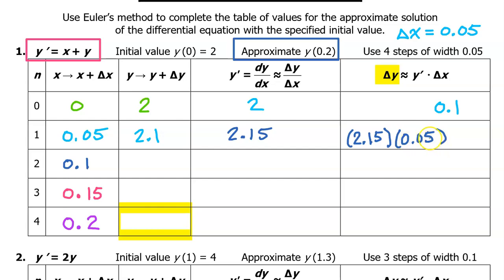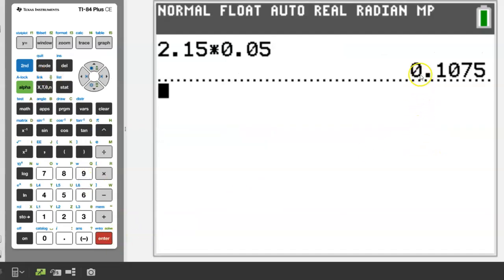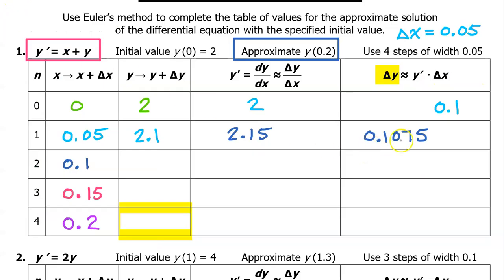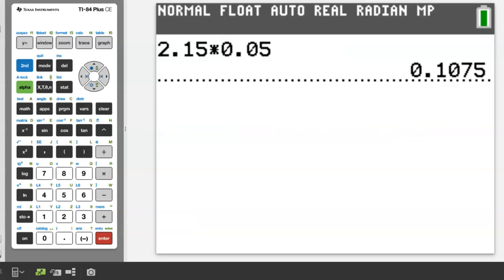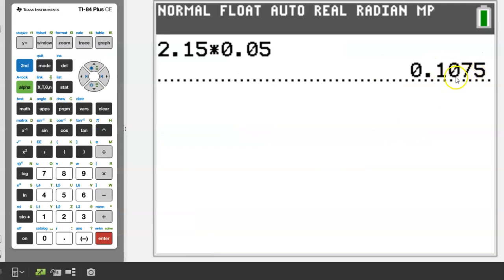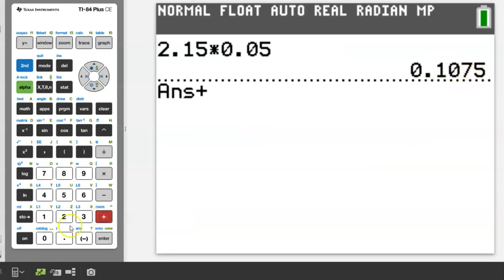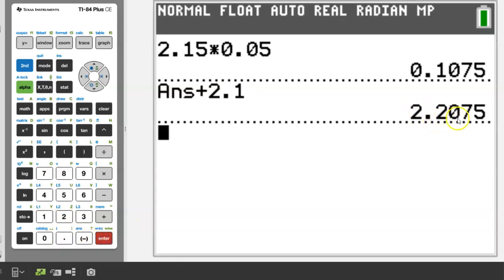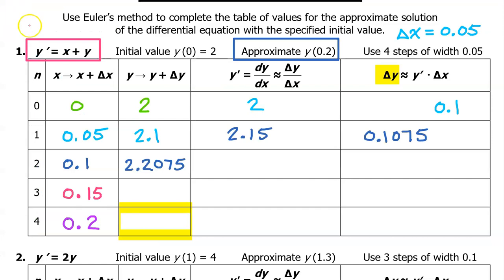Let's use a calculator. We get 0.1075. That's delta y. So if we add this number to the previous y value, we get the next y value. So we need to add this number plus 2.1. The delta y is already in the calculator, so we can just hit plus 2.1. 2.2075. Then we repeat the process again.